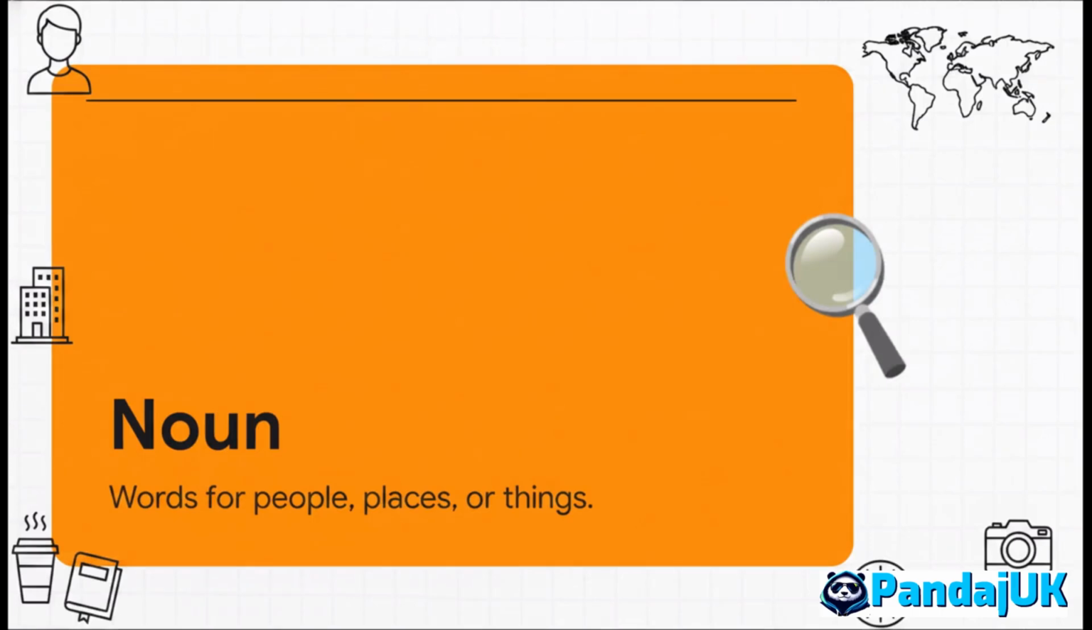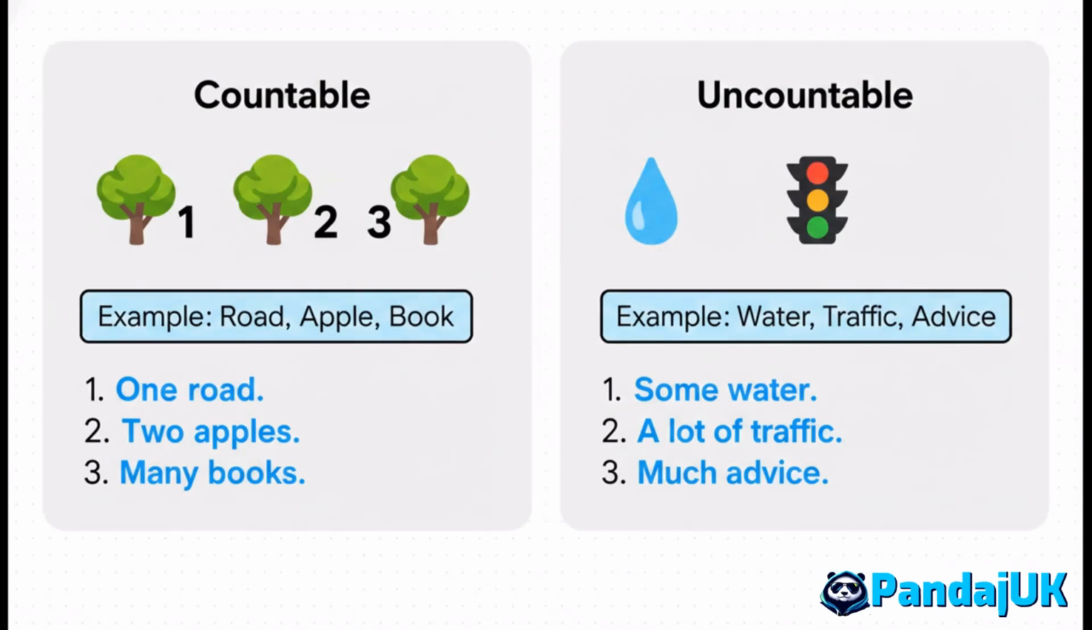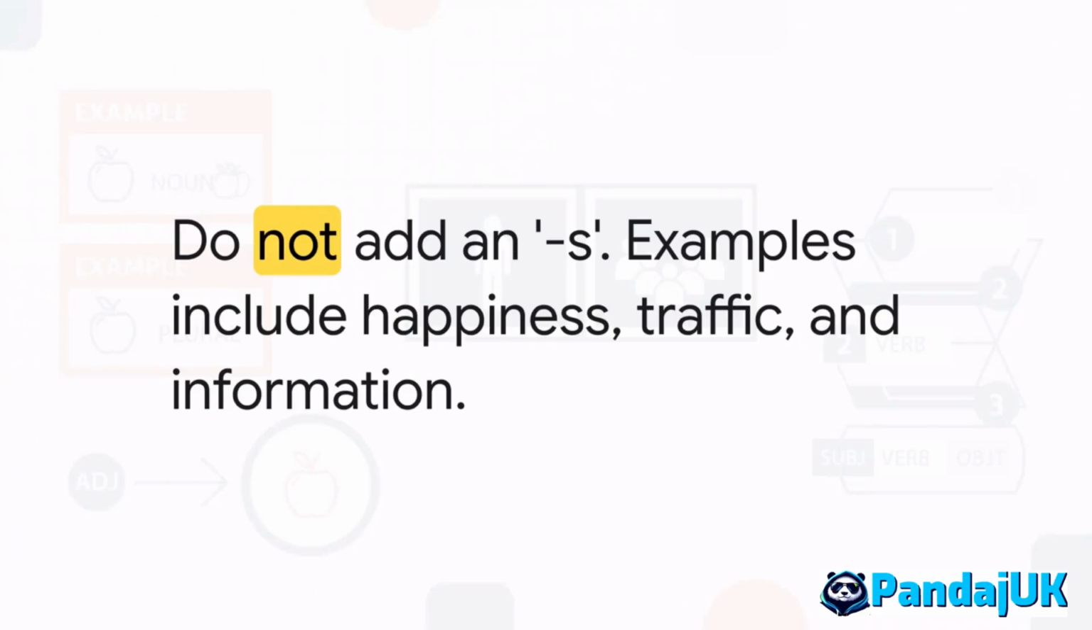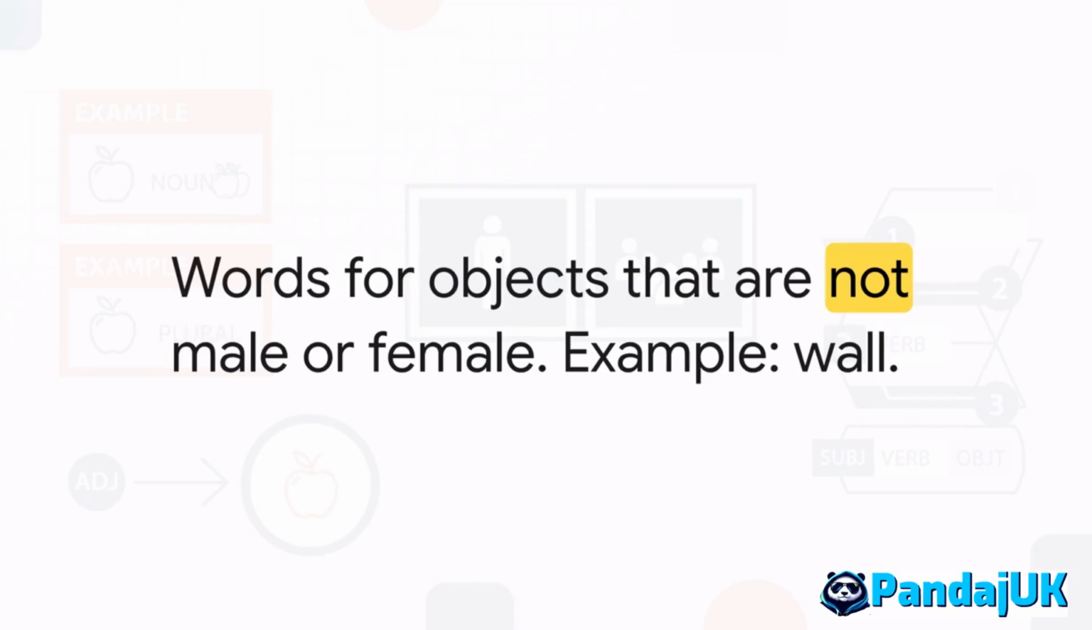A noun is just a simple word for a person, place, or thing. Now, some things we can easily count, like apples, but other things, like water, we just can't. For those uncountable nouns, like traffic or water, remember to never add an S to the end. We also have neuter nouns. These are simple objects that aren't male or female, like a wall.